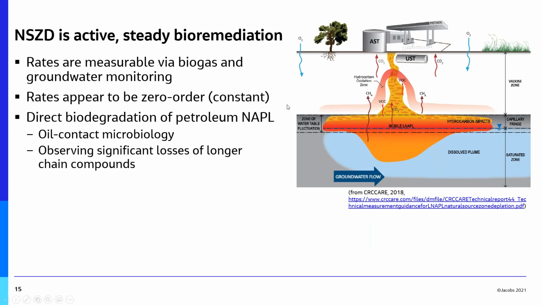On the upper right corner here, we have our conceptualization of natural source zone depletion, where you have your NAPL body. The biogases, as I mentioned, are coming up from the top, moving through the vadose zone, either through diffusion or advection, and where the methane collides with the oxygen coming down, you get conversion to CO2. And so even at ground surface, you can measure the CO2 efflux over this NAPL footprint and use that data to estimate your biodegradation rates.